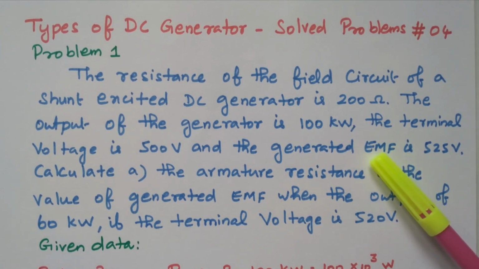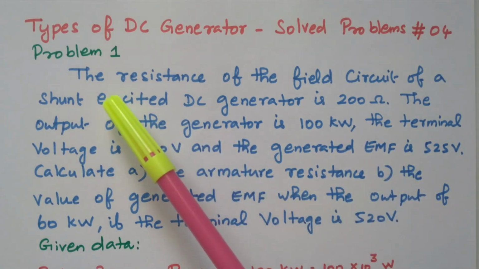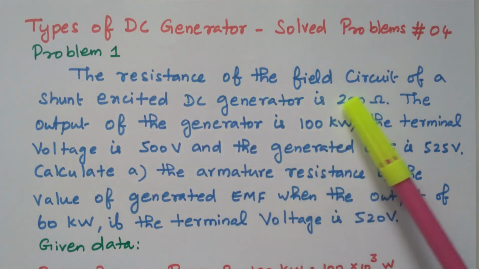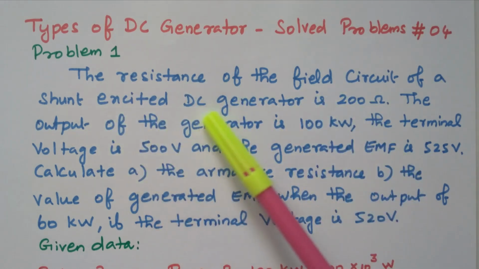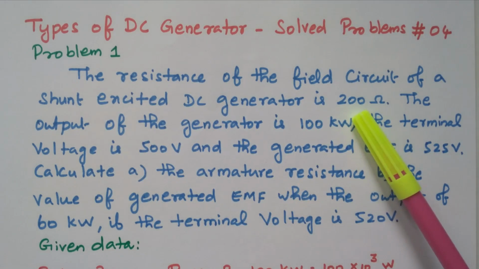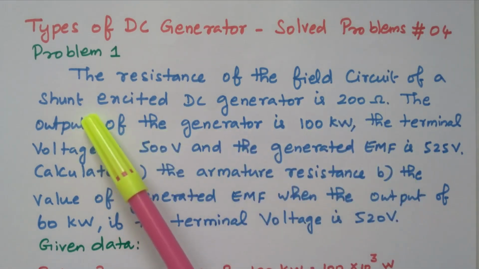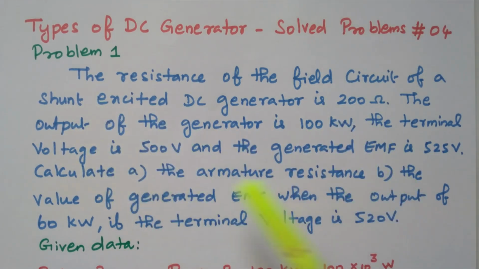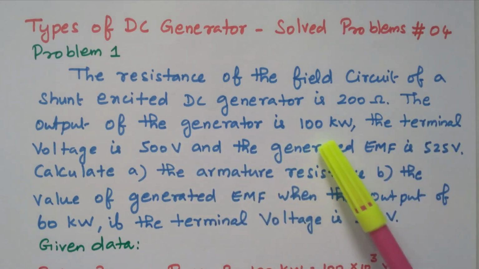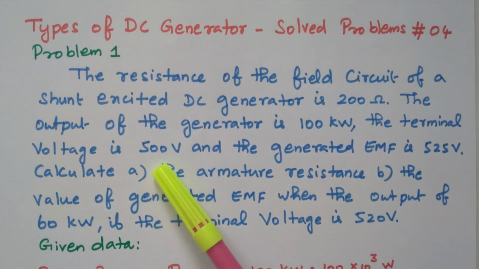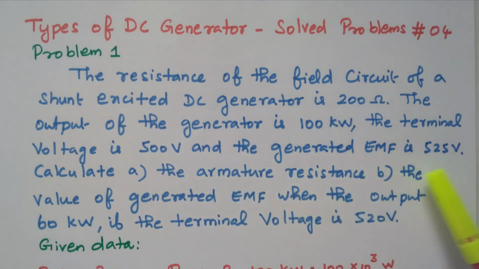Now we'll go to the first problem. The resistance of the field circuit of a shunt excited DC generator is 200 ohm. So this problem is based on the shunt DC generator. The output of the generator is 100 kilowatt and the terminal voltage is 500 volts. So the output power and output voltage are given. The generated EMF is 525 volts. This is our EMF generated inside the armature.